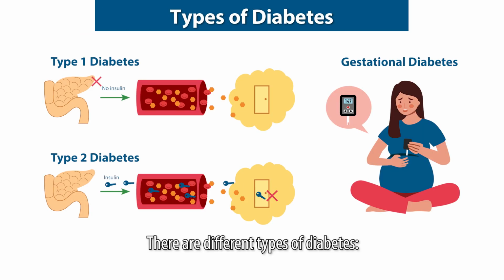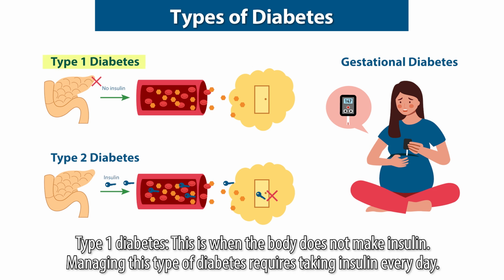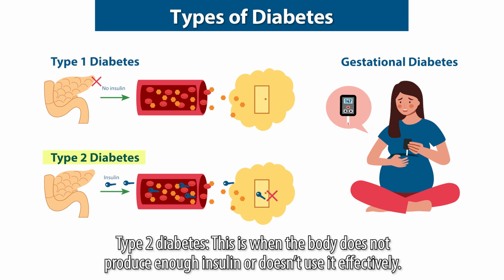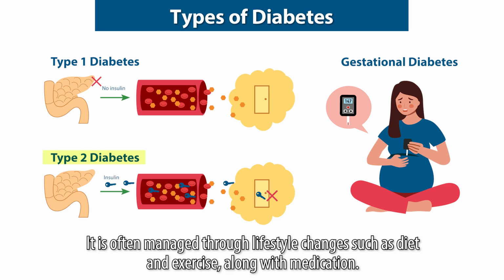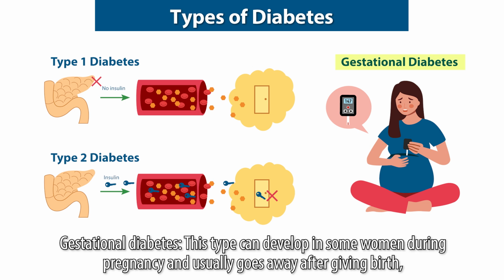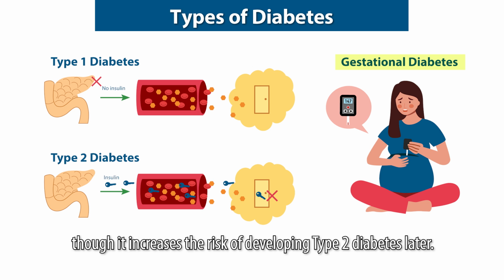There are different types of diabetes. Type 1 diabetes. This is when the body does not make insulin. Managing this type of diabetes requires taking insulin every day. Type 2 diabetes. This is when the body does not produce enough insulin or does not use it effectively. It is often managed through lifestyle changes such as diet and exercise, along with medication. Gestational diabetes. This type can develop in some women during pregnancy and usually goes away after giving birth, though it increases the risk of developing type 2 diabetes later.